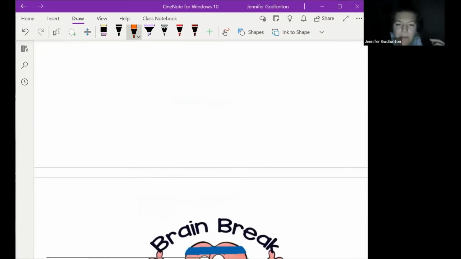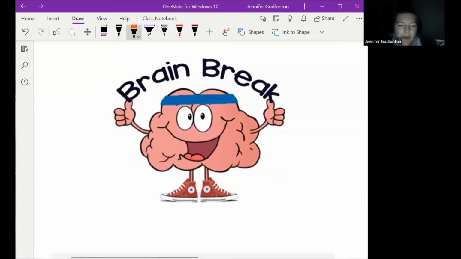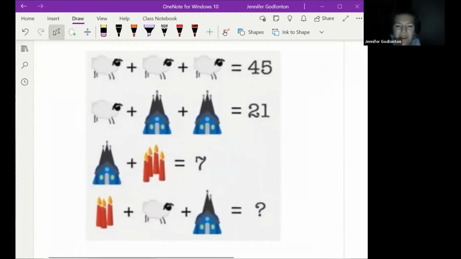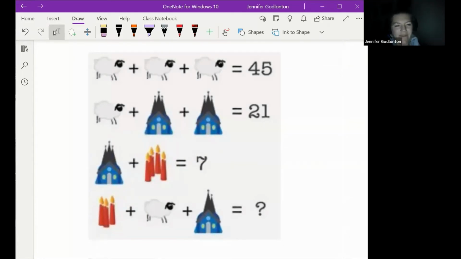Okay, brain break. Let's see how quickly you can get the answer. Do not fall for the traps. That's all I'm going to say. Okay, I am looking for the answer for my question mark. What is my question mark? When you have an answer, chuck it in the chat for me and I will let you know if you are right or wrong. Let's do this, guys.